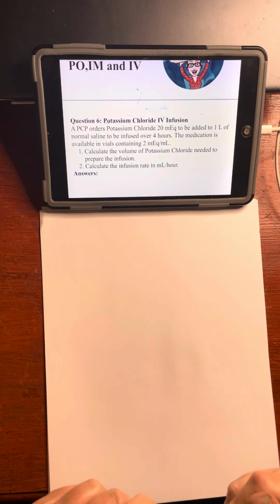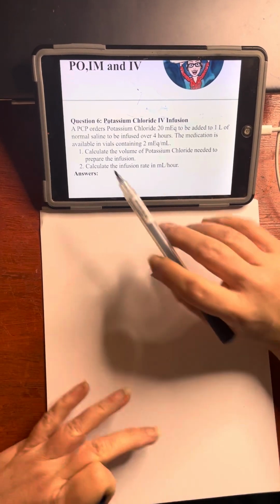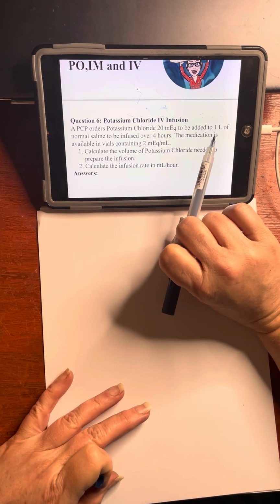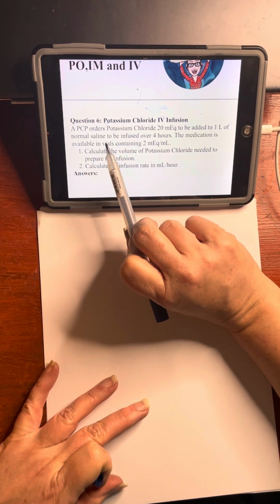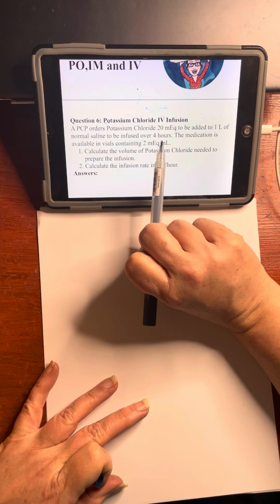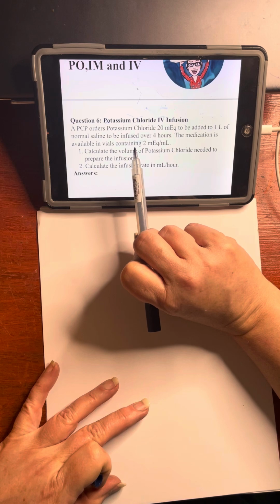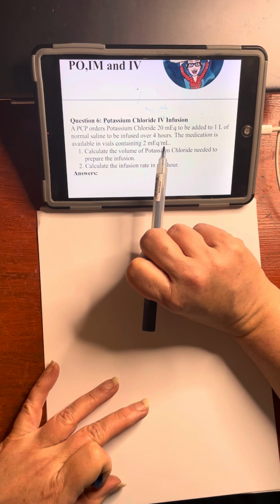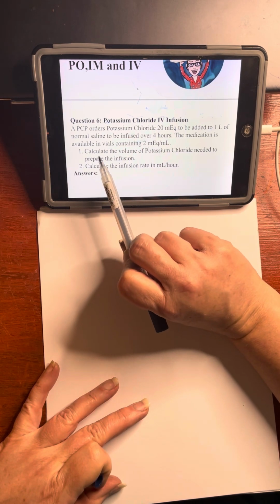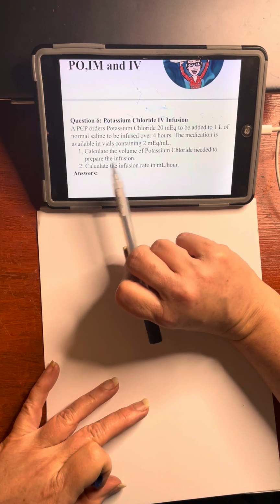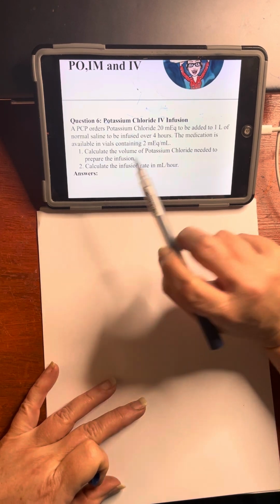Okay, so a doctor orders potassium chloride 20 milliequivalents to be added to 1 liter of normal saline to be infused over 4 hours. The medication is available in vials containing 2 milliequivalents per milliliter. Calculate the volume needed to prepare the infusion, and then you got to calculate the milliliters per hour.